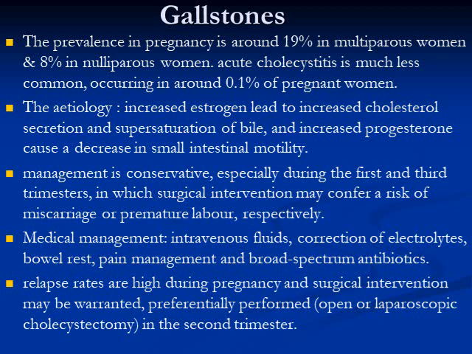Relapse rates are high during pregnancy. If she has cholecystitis, it may keep coming back every so often, and therefore it may necessitate a surgical intervention, and this is preferentially performed in the second trimester. It can be open or laparoscopic, and it depends on the surgeon available, because you know that the laparoscope with a large uterus might lead to perforation.